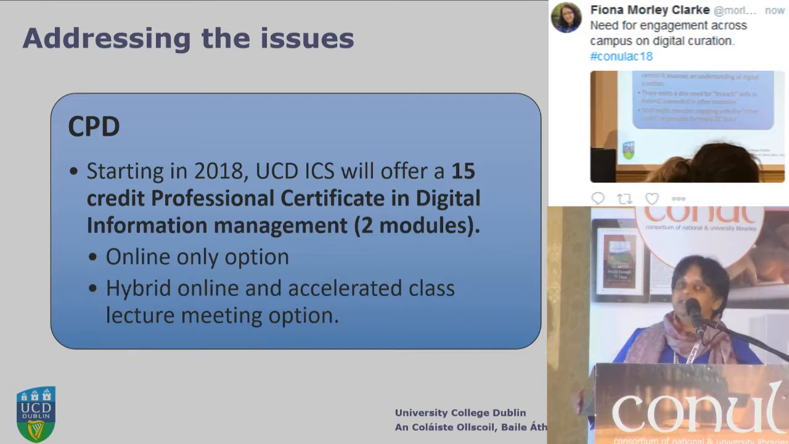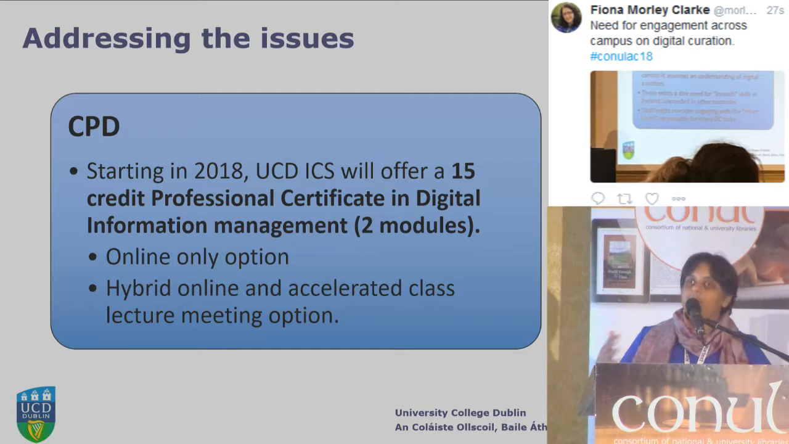We also realized there's a crying lack of CPD offerings in this space. So starting this autumn, we're offering a 15-credit professional certificate, two modules, with an online option, though you do have an accelerated class lecture meeting option as well, so you can choose. And that way, those who are working professionals who already have postgraduate training in librarianship or a related field will be able to come and just focus on what we learned was missing from the profession. Okay.